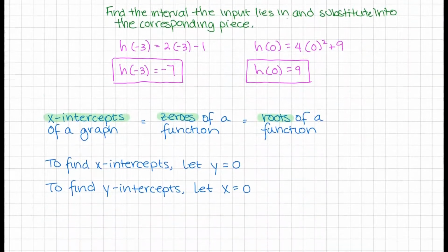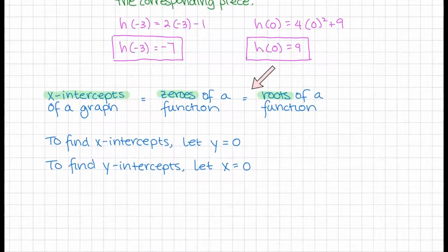And then just a little reminder about some vocabulary here. X-intercepts, zeros, and roots are used pretty much synonymously. They're not quite the same. X-intercepts are referring to graphs; zeros and roots can be for graphs or functions. Kind of weird. Anyway, people use them interchangeably because they pretty much are. Zeros and roots really are synonyms. They are exactly the same.